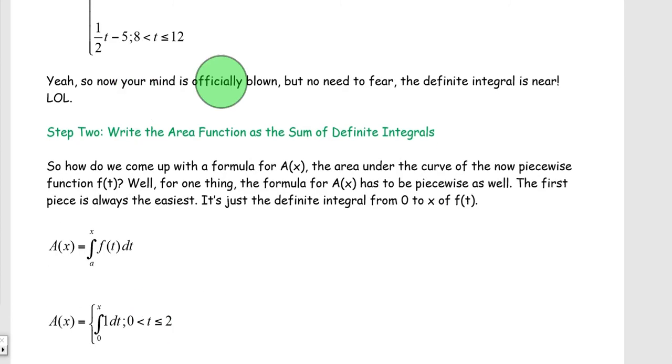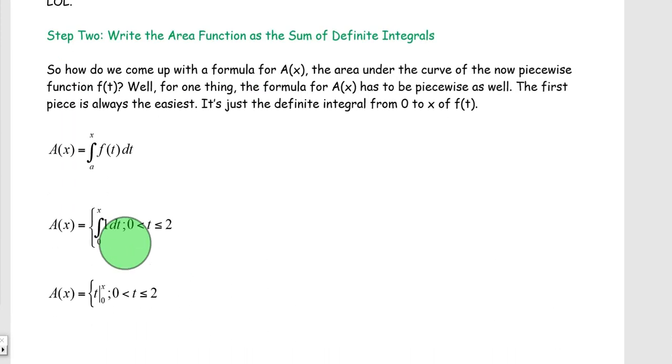Now that we've got the equation for this piecewise function, we're going to write the area function as the sum of the definite integrals. We have actually done a lesson where we found the definite integral of a piecewise function and where we've figured out the antiderivative of a piecewise function, meaning a formula. So for one thing, the formula for A of x has to be piecewise as well. The first piece is always the easiest. It's just the definite integral from 0 to x of f of t.